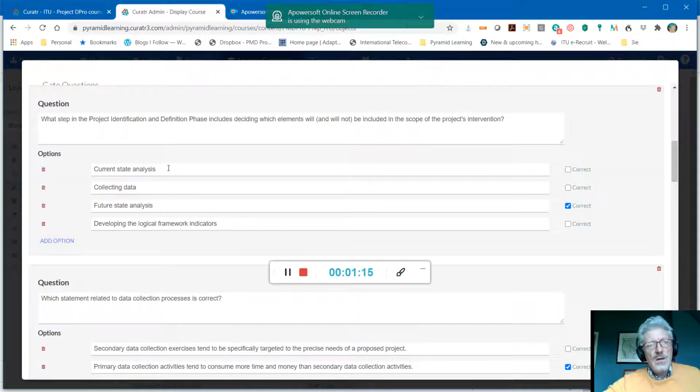Moving on. What step in identification and definition includes deciding what will and will not be included? Well, here we're looking forward. We're saying, well, we could do this or we might not do this. So we're not talking about the present moment, we're talking about the future. So the correct answer is future state analysis, option C.